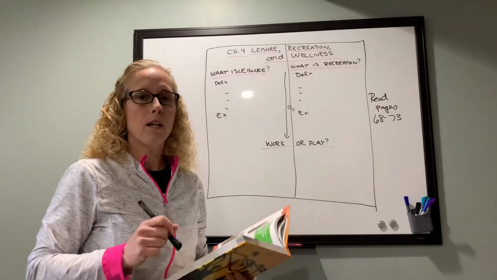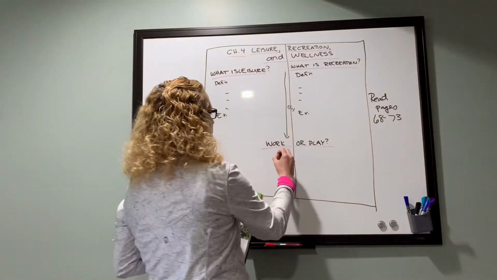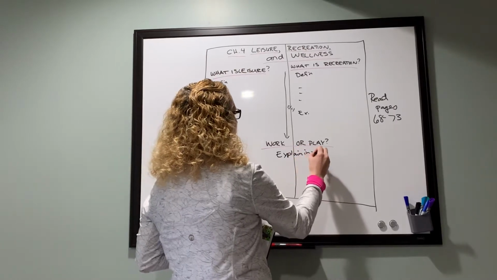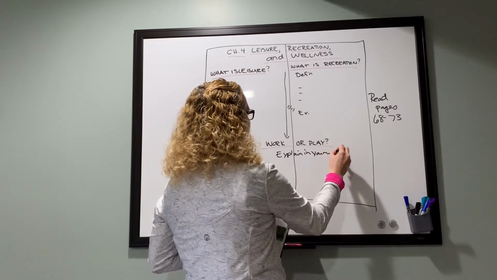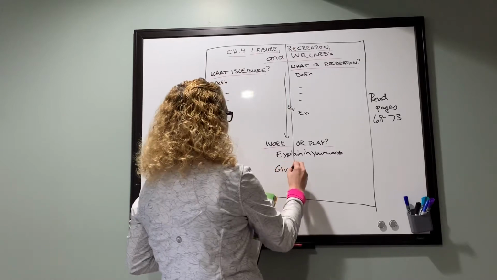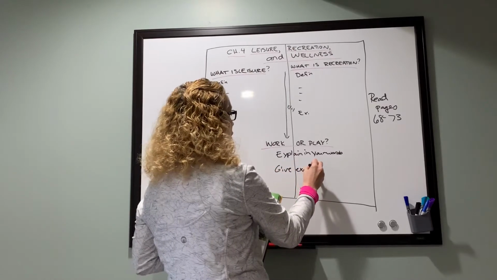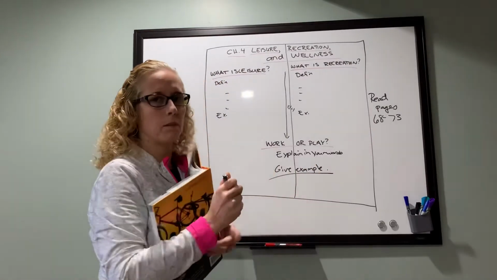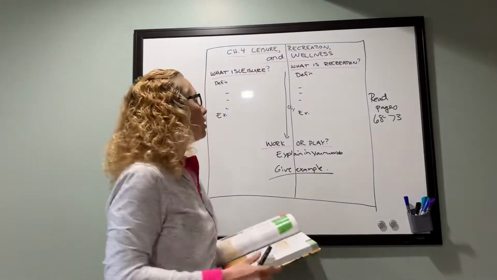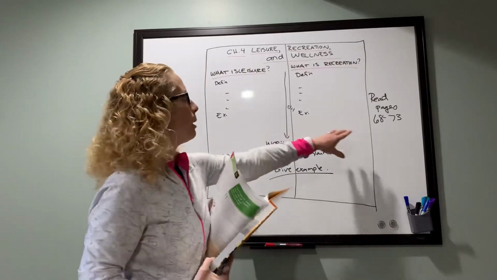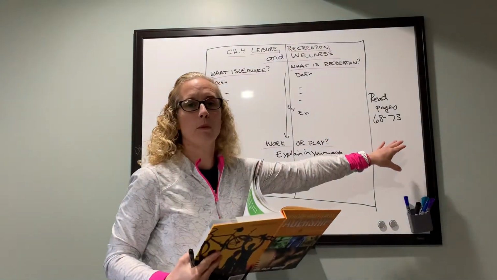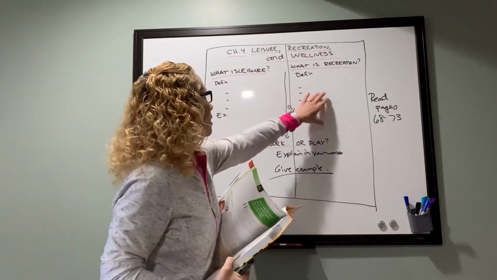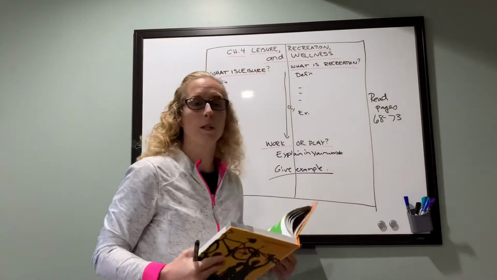So read that box, okay? Explain the difference between work and play in your own words. So explain it in your words. And then give an example. If you want to give the example I just gave you, cool beans. If not, come up with your own. There's actually a really good example in the textbook as well. Okay. So your job today, read pages 68 to 73 of the textbook, refer to the PowerPoints, give me a definition of leisure, definition of recreation, the bullet points, explain the difference between work and play.